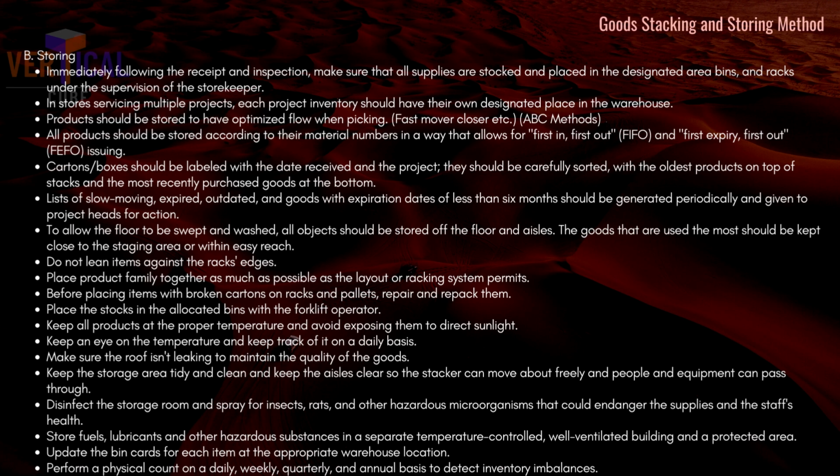7.30 Store fuels, lubricants and other hazardous substances in a separate temperature-controlled, well-ventilated building and a protected area. 7.31 Update the bin cards for each item at the appropriate warehouse location. 7.32 Perform a physical count on a daily, weekly, quarterly, and annual basis to detect inventory imbalances.